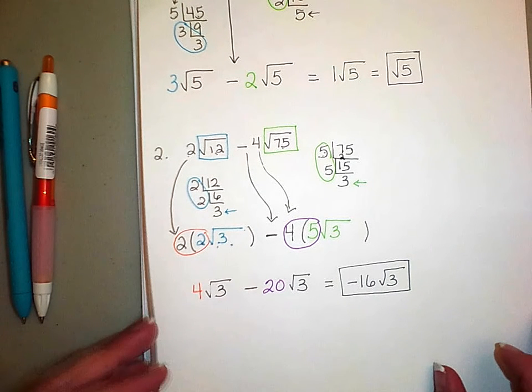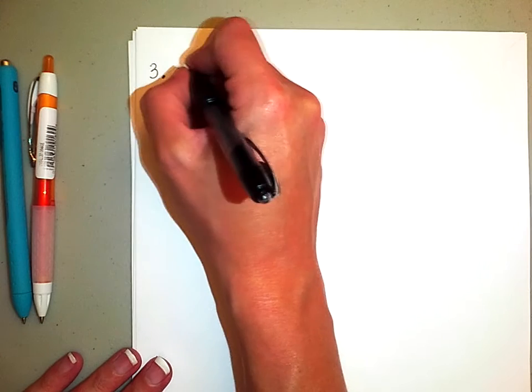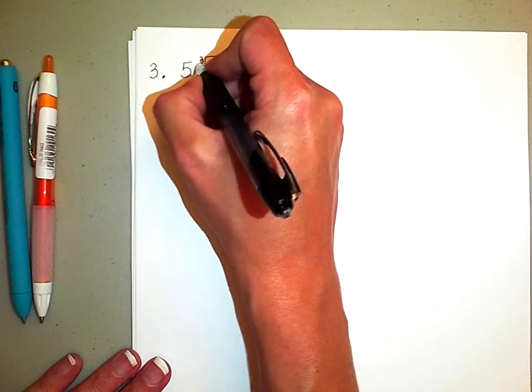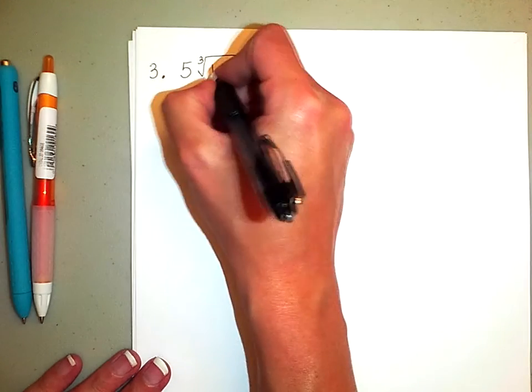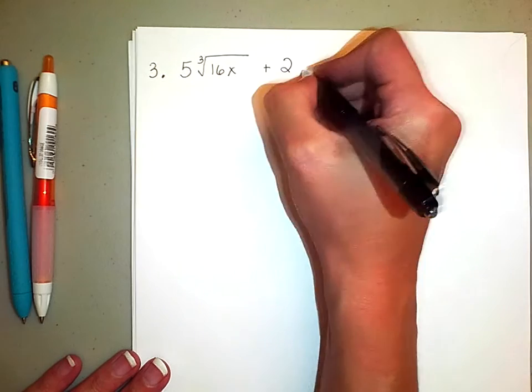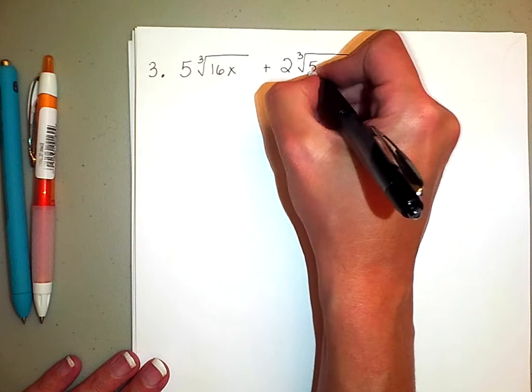Let's look at one with a cube root. Number 3. In number 3, again we have 5 times the cube root of 16x plus 2 times the cube root of 54x.